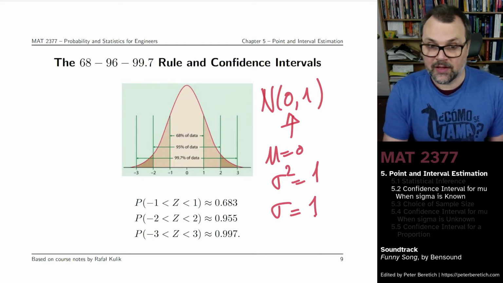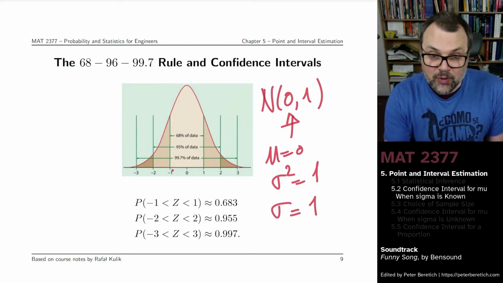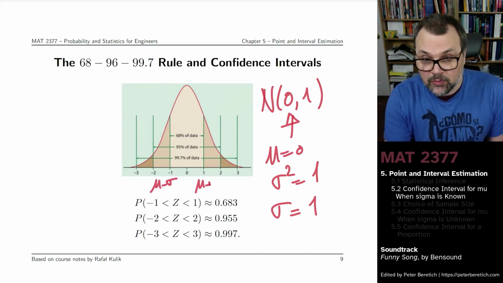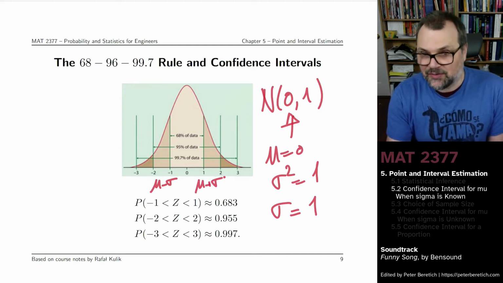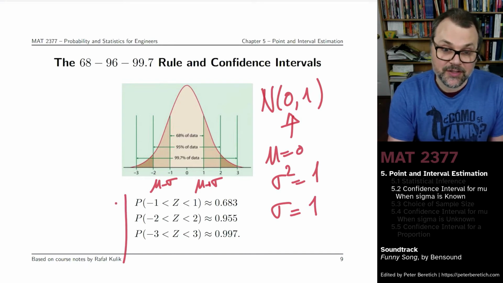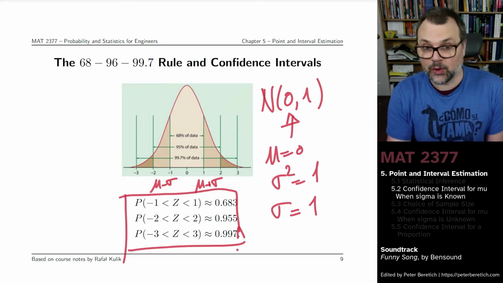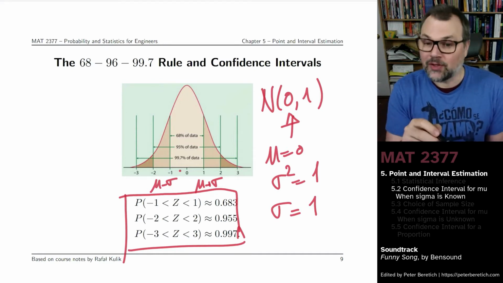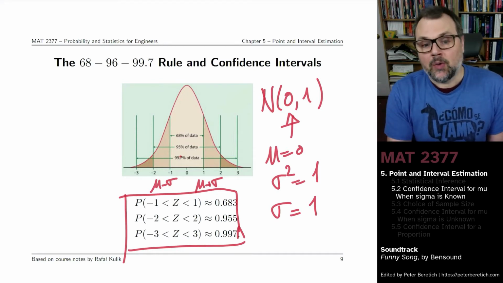It's a special case. So if I'm looking at what's happening between -1 and 1, this is really mu minus sigma, and this is mu plus sigma. In this specific case, mu is 0 and sigma is 1. As it happens, if you have any normal distribution with mean mu and standard deviation sigma, you can standardize it so that you get a standard normal. Well, this relationship is going to hold for every normal distribution.